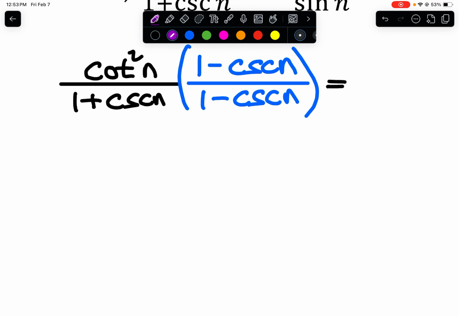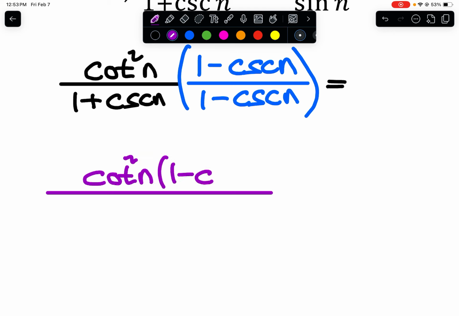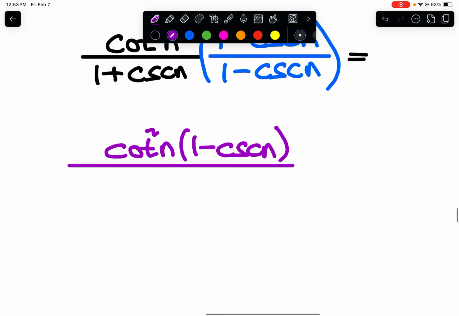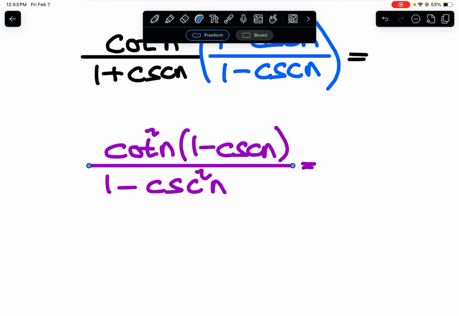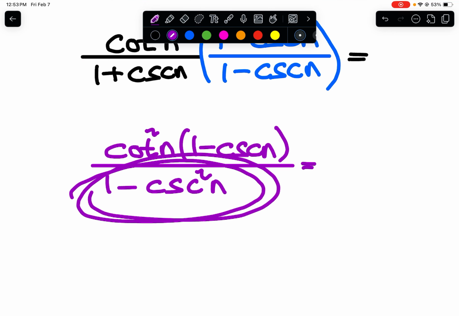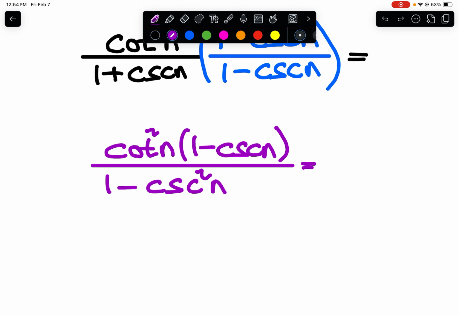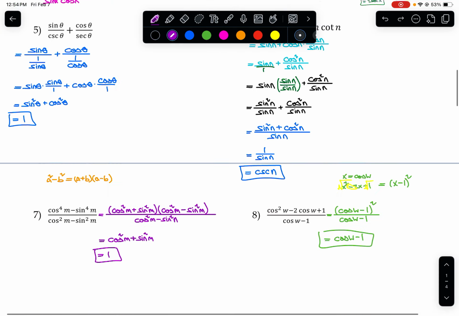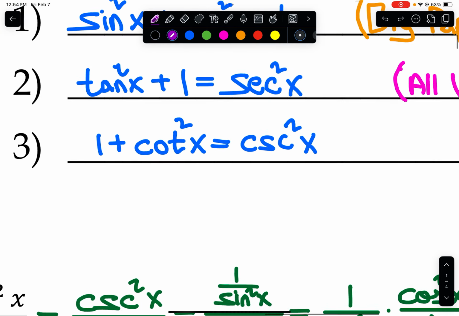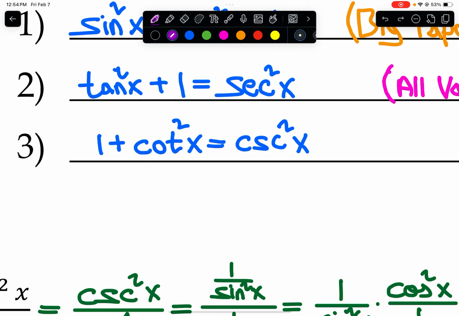So now I'm going to multiply out the bottom. So the top, I'm going to leave it as cotangent squared n times 1 minus cosecant n. And then when I multiply out the bottom, we're going to have 1 minus cosecant squared n. Okay, now in the bottom, this is actually going to be a variation of an identity. So I'm going to scroll back to the top, and we're going to use the 1 plus cotangent squared x equals cosecant squared x identity.